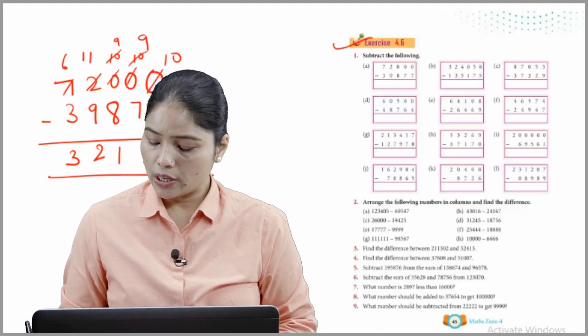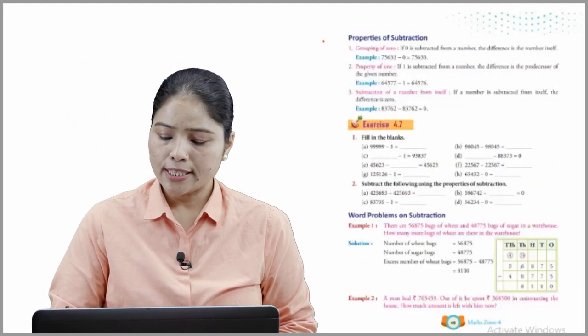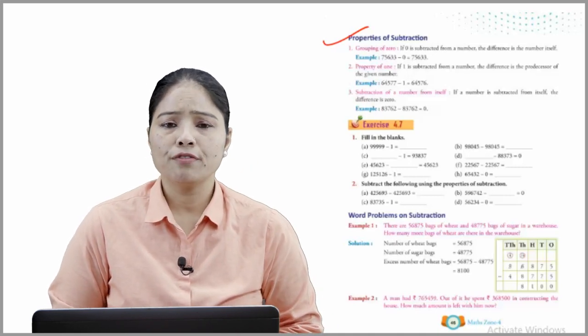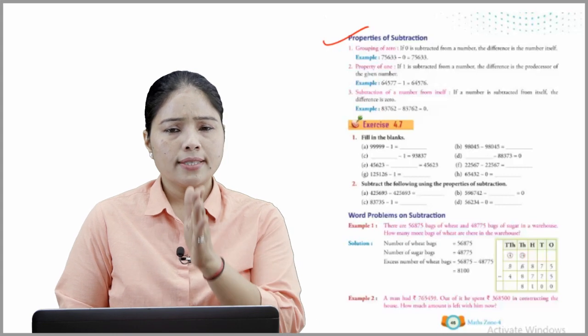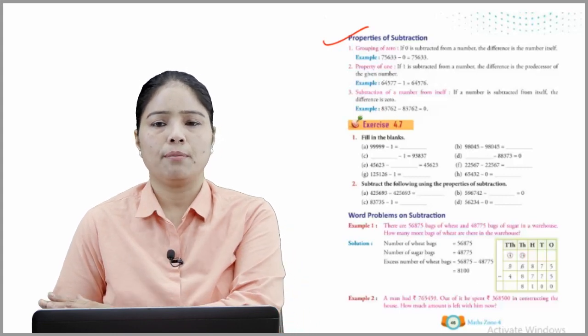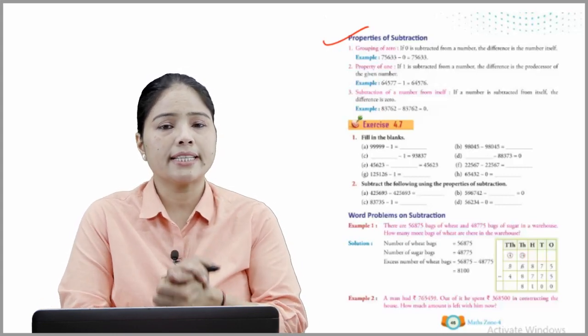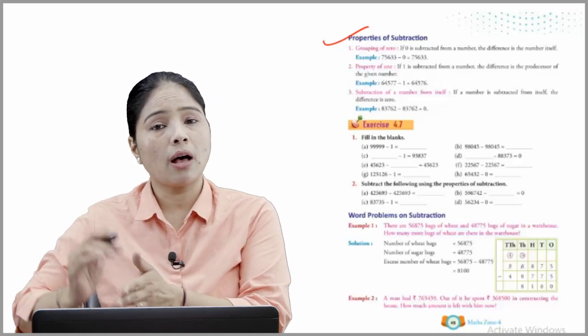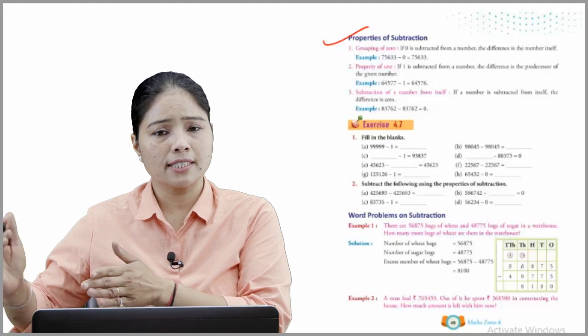Okay beta. So now move on. Properties of subtractions. 1. Grouping of 0. If 0 is subtracted from a number, the difference is the number itself. Example, 75633 minus 0, answer is same, 75633.